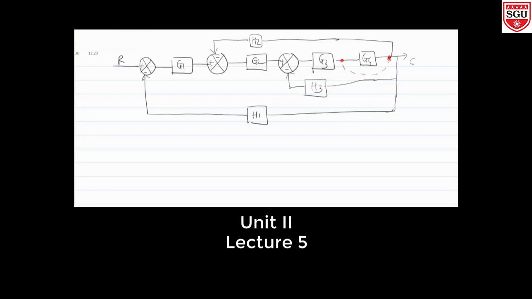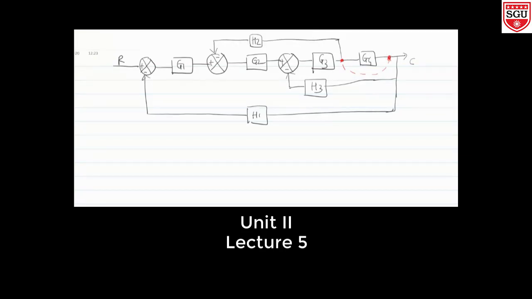If we want to shift the take-off point forward, what do we have to do? H2 divided by G4. This thing we have to do. And if you don't remember the rule, use our previous theory, the one in which we used numbers. I will just redo the things.